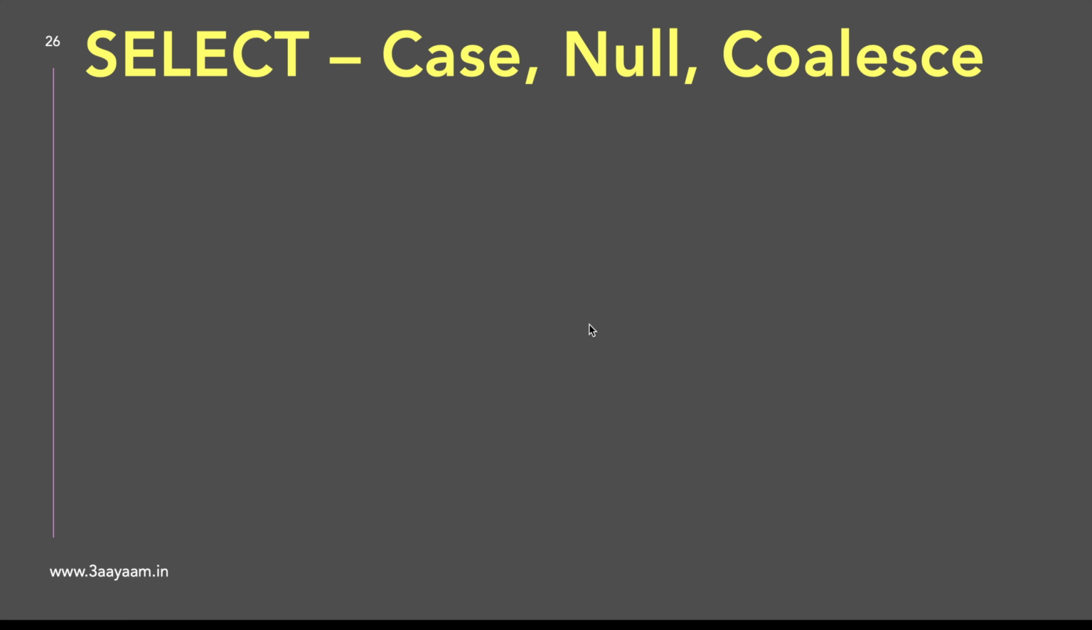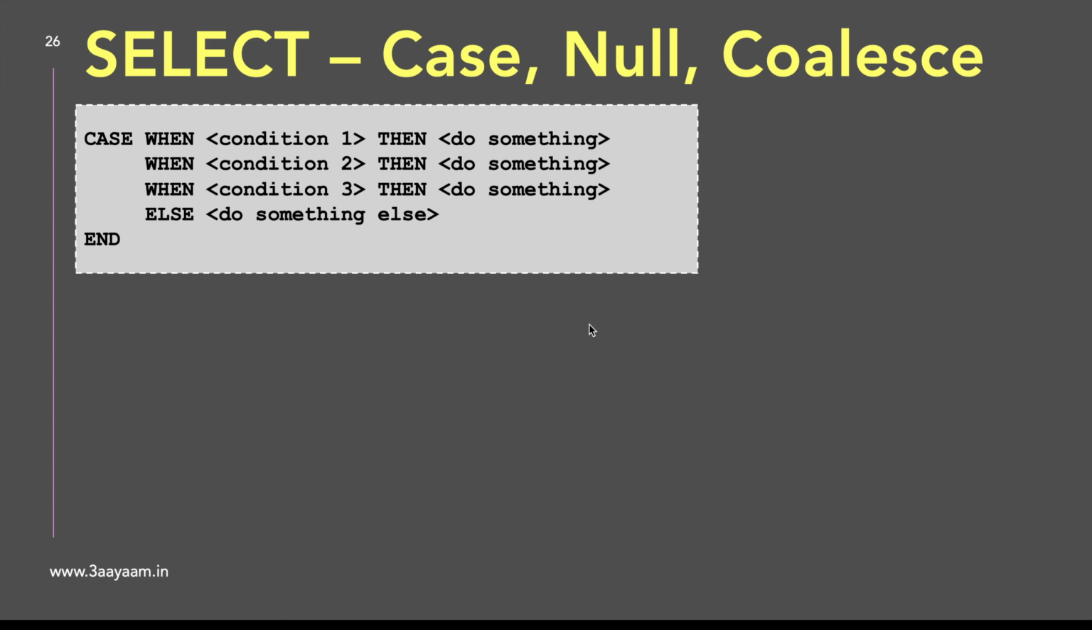I'll talk about a few more important functions like case, null, and coalesce. So first of all, what is case? Case is a conditional expression. What would happen is that for each row, we will try to find out what is the value of that column, and based on a particular value, we'll provide some output. So this is the syntax of case. Case when some condition, then do something. For some other condition, do something else, etc. That's what case is. Now this will be clearer when I do some examples.